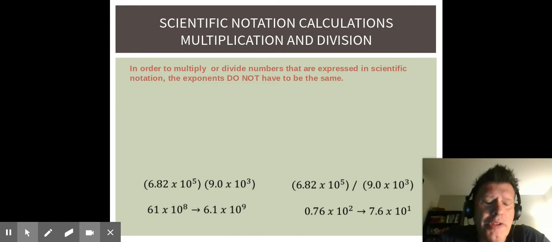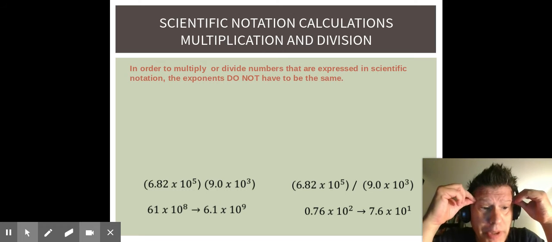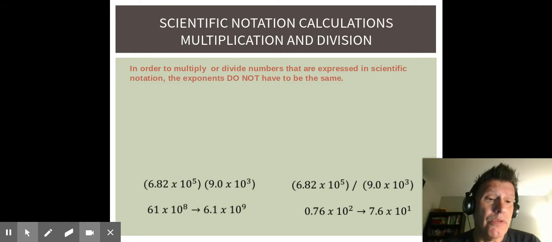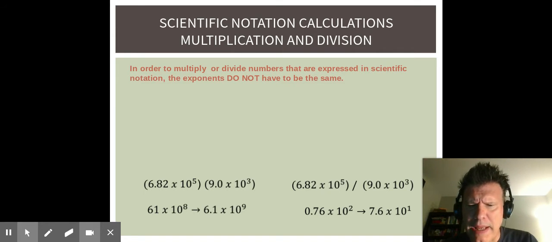Now, multiplication. You have to realize that when you multiply numbers with exponents, you're really adding the exponents. If you add your exponents, that means you're going to multiply or divide your coefficients, and you have to make sure you put everything in proper units, which means making sure the decimal point is after the first real number.